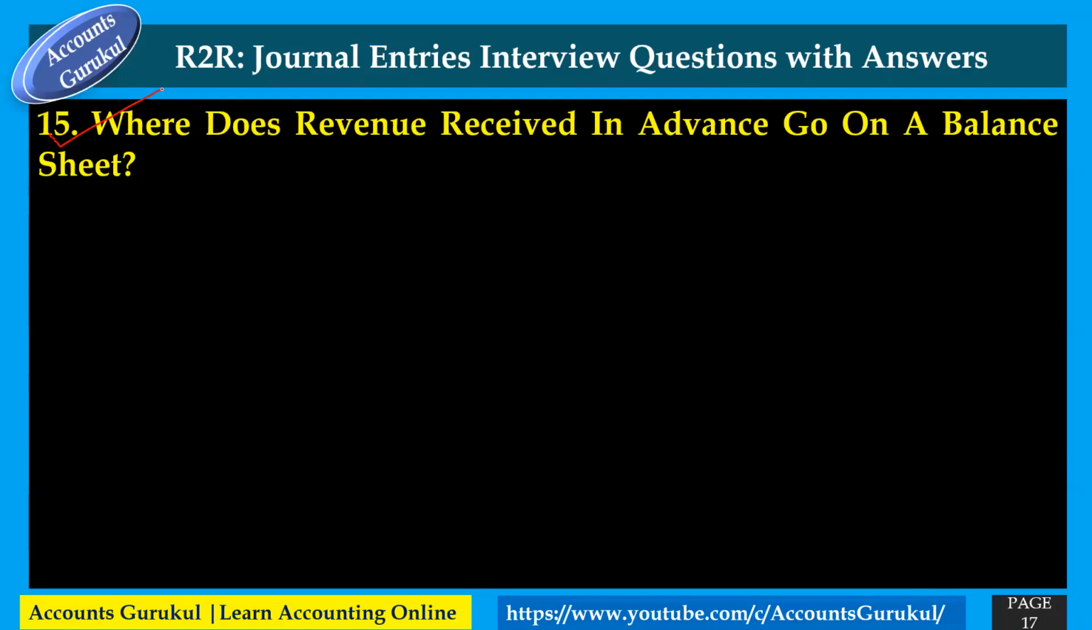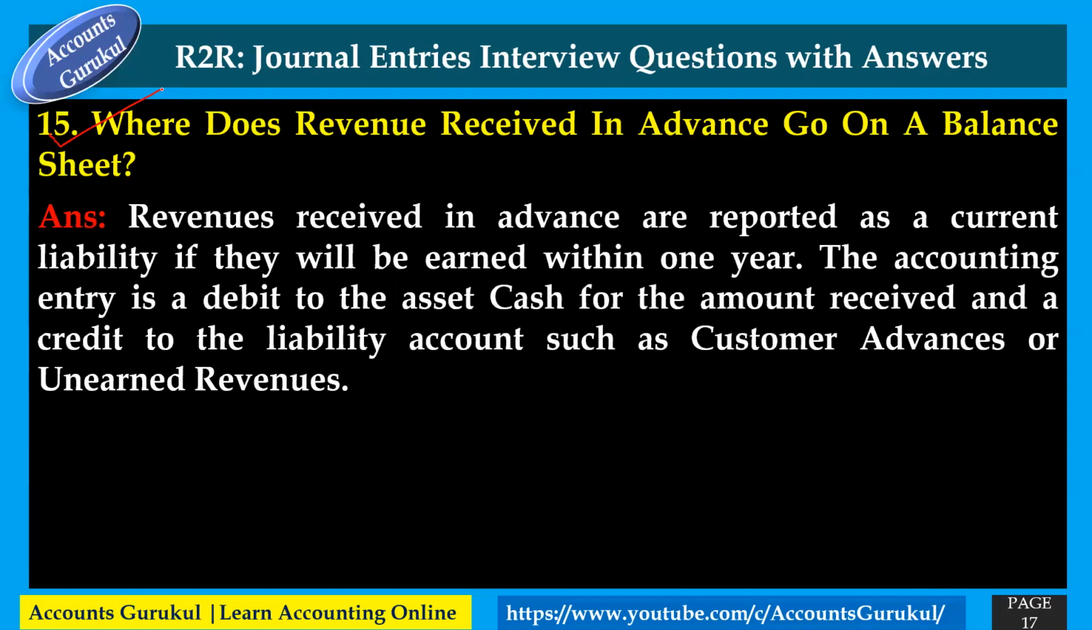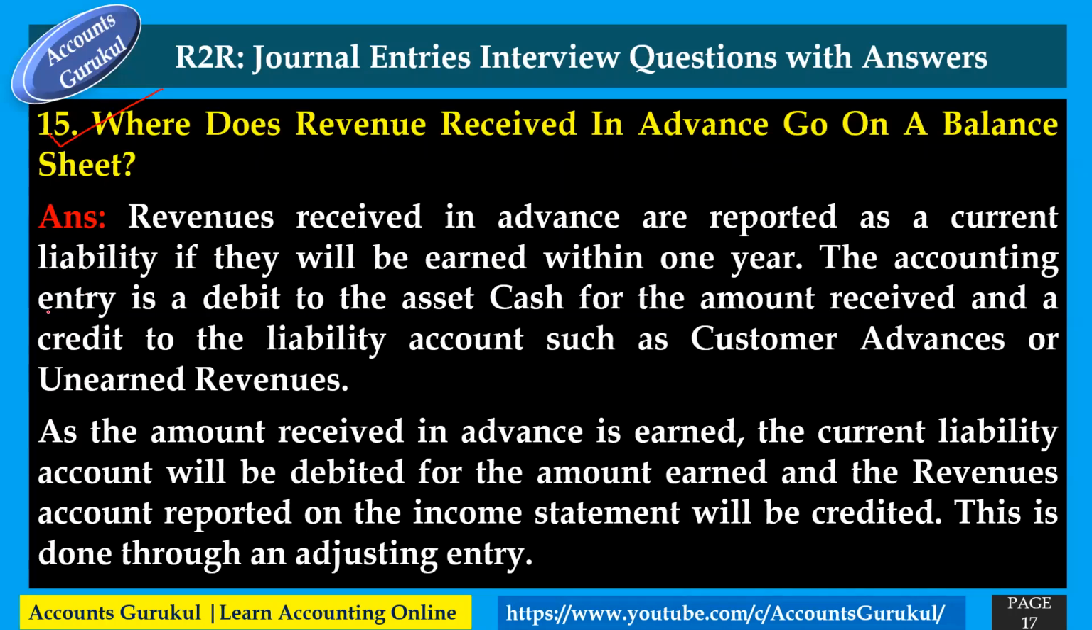Where does revenue received in advance go on a balance sheet? Revenues received in advance are reported as a current liability if they will be earned within 1 year. The accounting entry is a debit to the asset cash for the amount received and a credit to the liability account, such as customer advance or unearned revenue. As the amount received in advance is earned, the current liability account will be debited for the amount earned and the revenue account reported on the income statement will be credited. This is done through an adjusting entry.